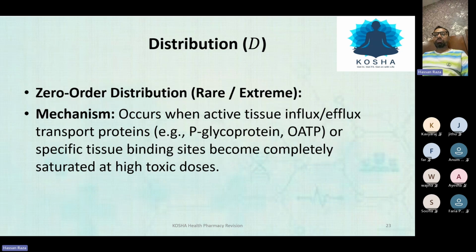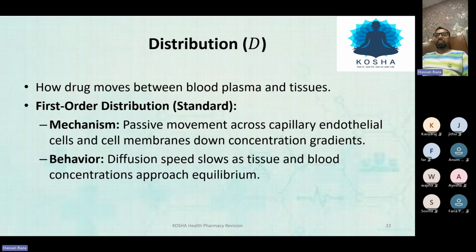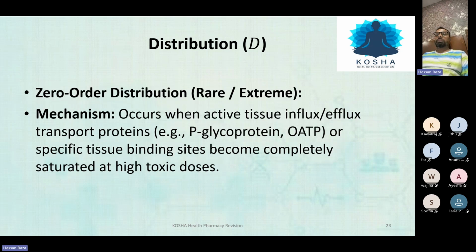Similarly, distribution can also be first order and can be zero order, because distribution also takes place through diffusion, and diffusion is concentration dependent. But there are drugs which get transported into the cell and even out of the cell through some enzymes, some proteins, like P-glycoprotein. I have told you in the last class that it is a transporter protein present on the cell membrane, and it basically effluxes the drug. It pumps out the drug from the cell. So the elimination is zero order. It doesn't depend on the concentration.